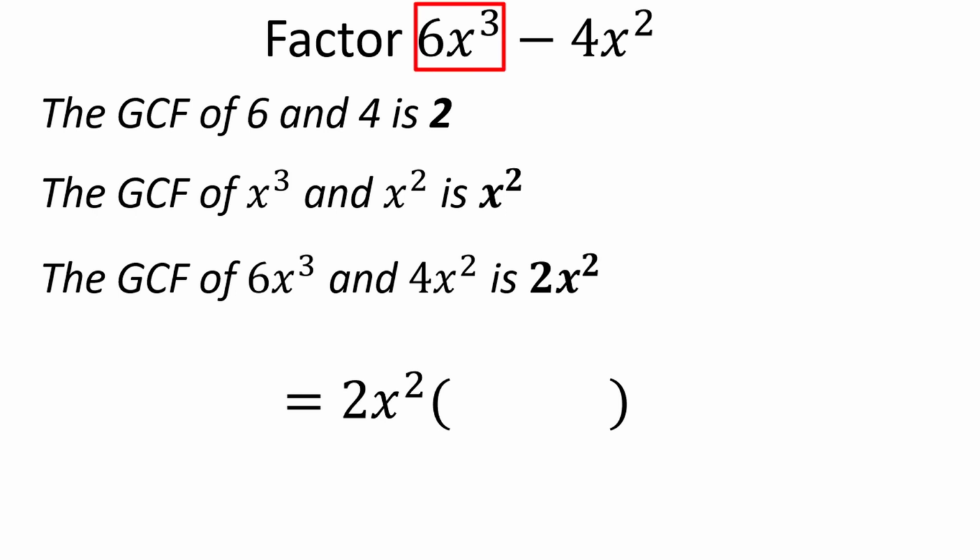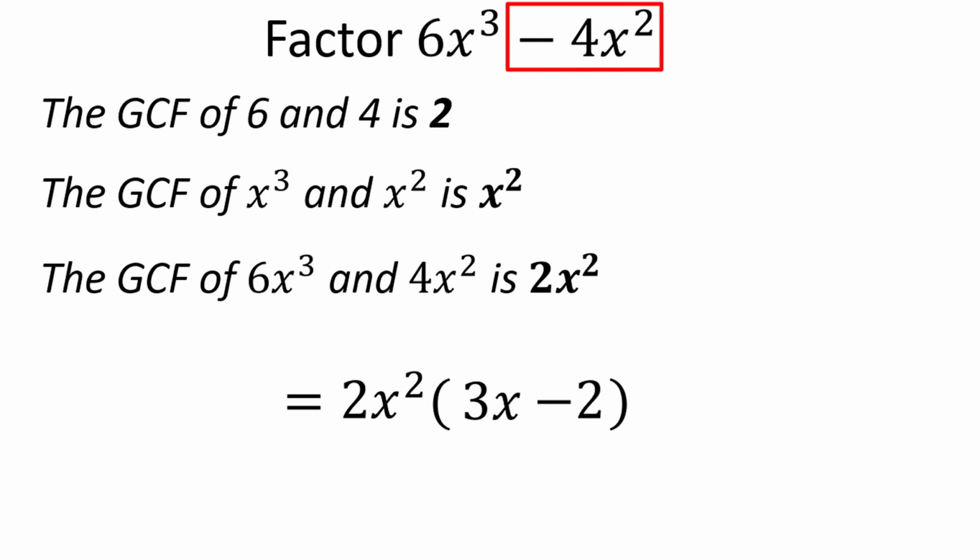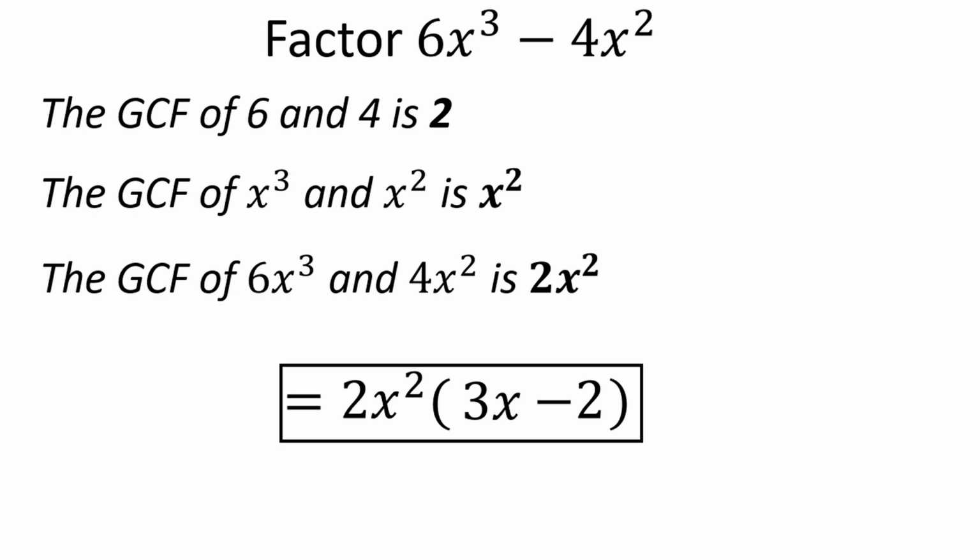Well, that would have to be 3x, as 2x squared times 3x is equal to 6x to the third. For the second blank, we ask ourselves, 2x squared multiplied by what gives us negative 4x squared? The answer is negative 2, so our second blank must be negative 2. Our final answer is 2x squared times 3x minus 2.